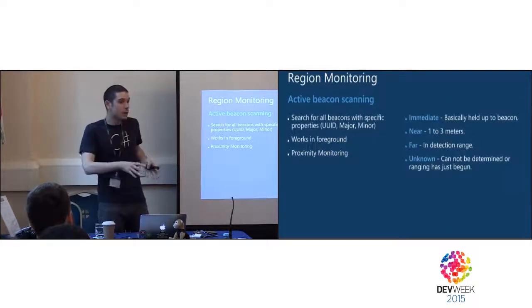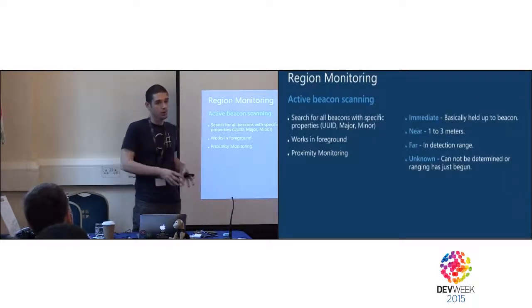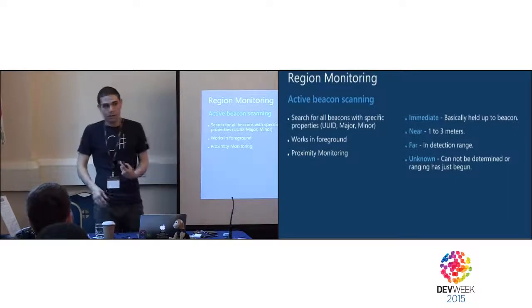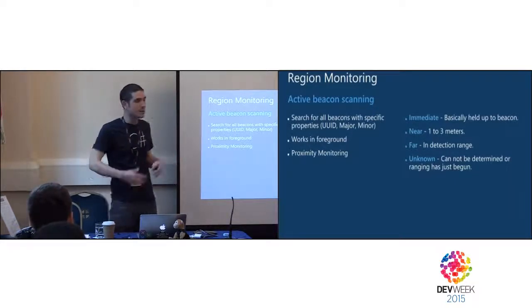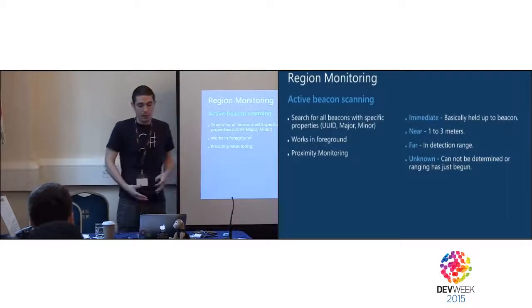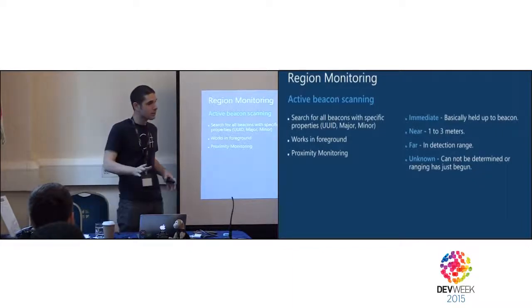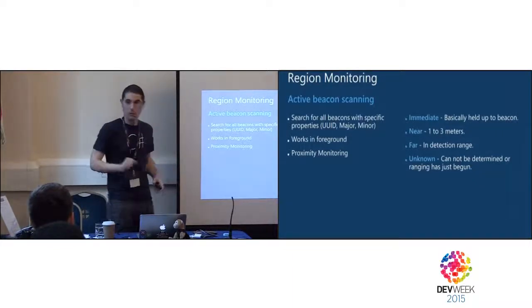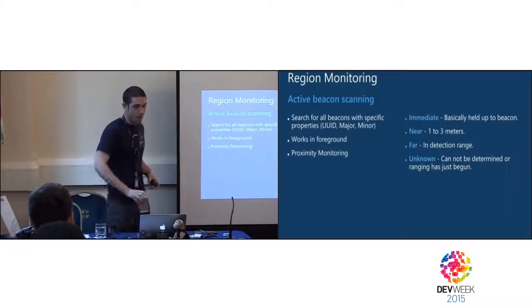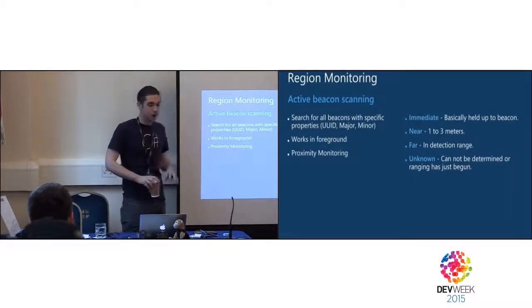So region monitoring is a little bit different though. And this is my favorite part of iBeacons. I like the background notifications and doing specific things with it. But this is active beacon scanning. So this really only works in the foreground because once you close your application, it's going to be dead. On Android, it's a magical world of Android. You can do anything. So of course, you can do anything. But on iOS, it only works in the foreground.